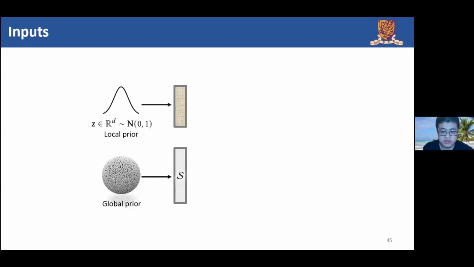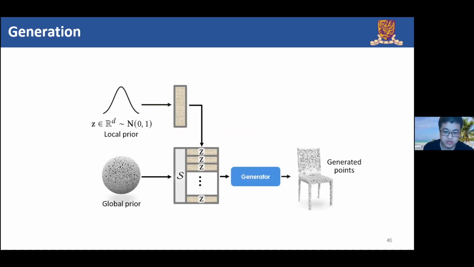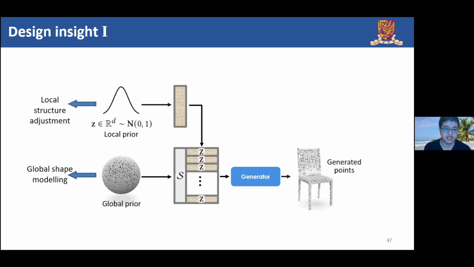Different from a conventional generative method, we design our generator with two decoupled inputs. First, a global prior in the form of a 3D sphere, and a local prior which is a random latent code. During the generation, we attach the sampled latent code to each sphere point, and the generator learns to transform the input sphere into a physical shape. One important insight in this design is that we simplify the complex 3D shape generation task into a global shape modeling and a local structure adjustment.